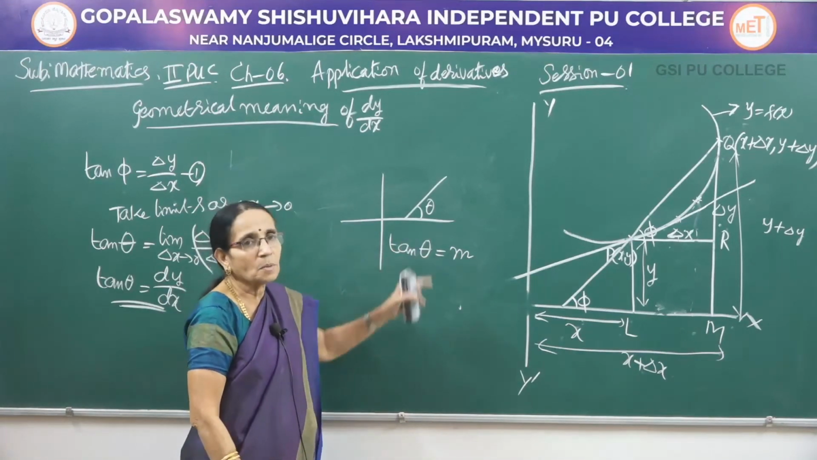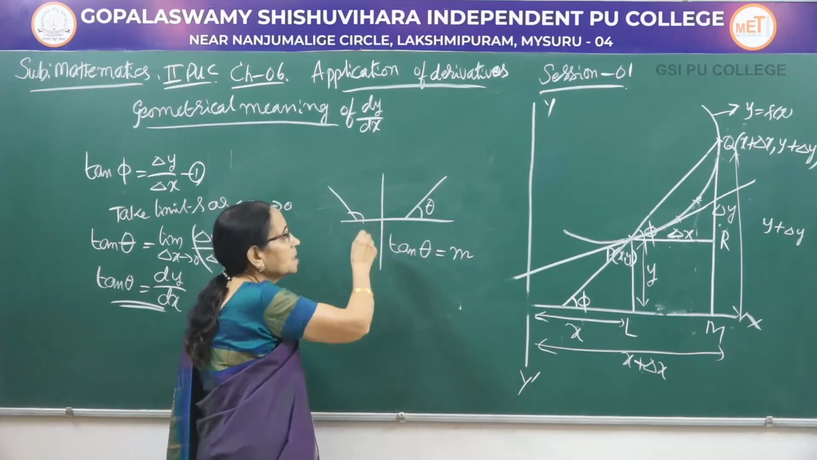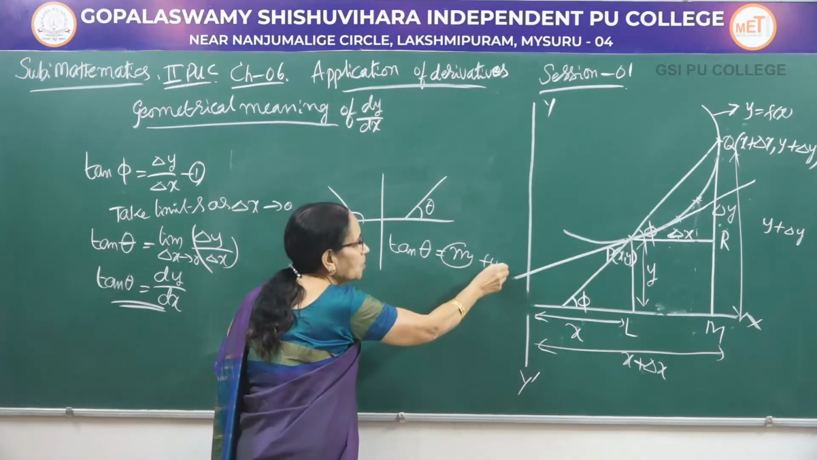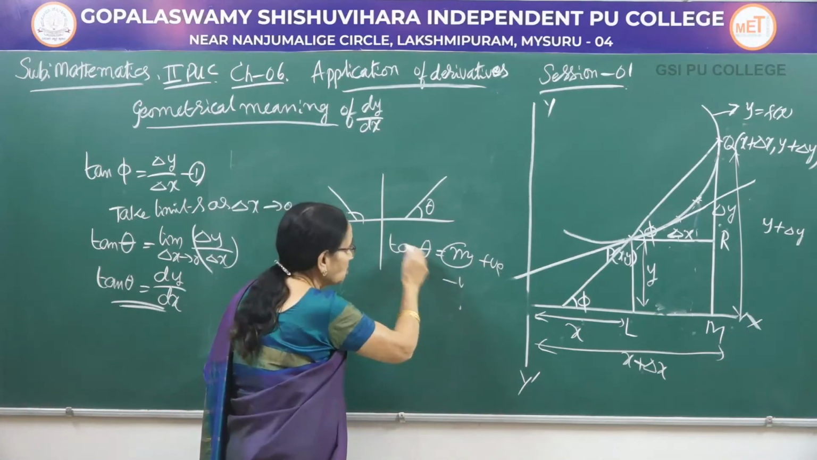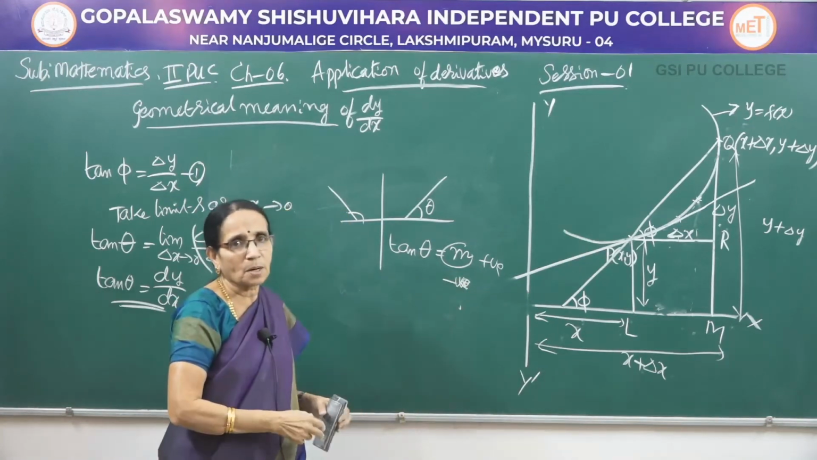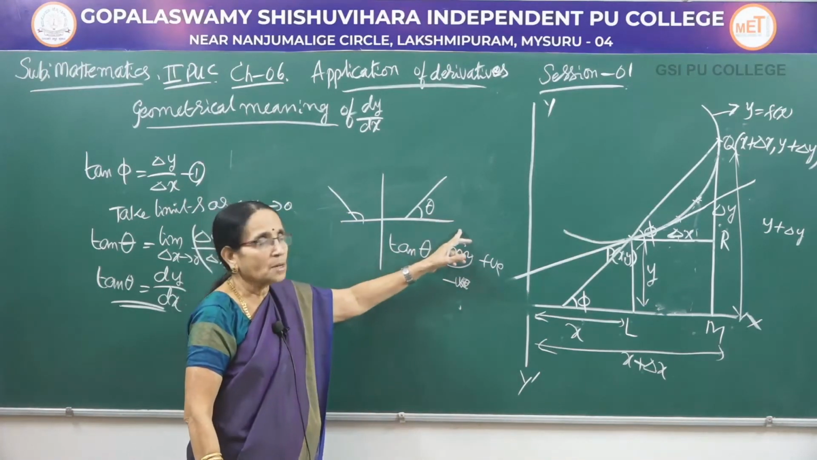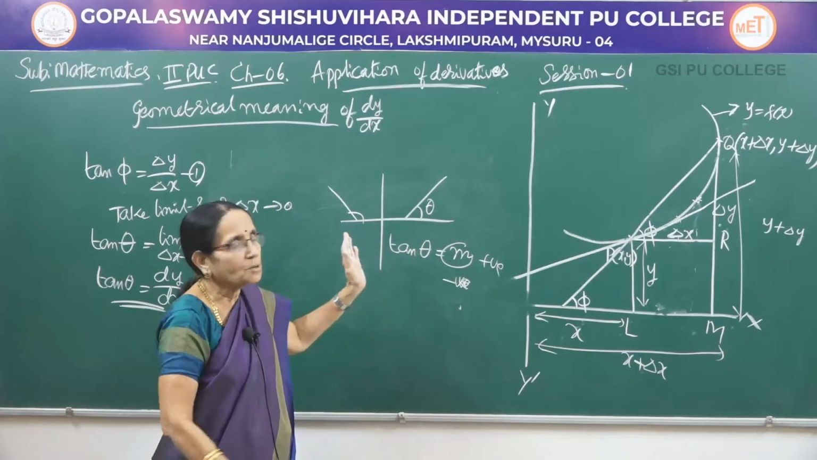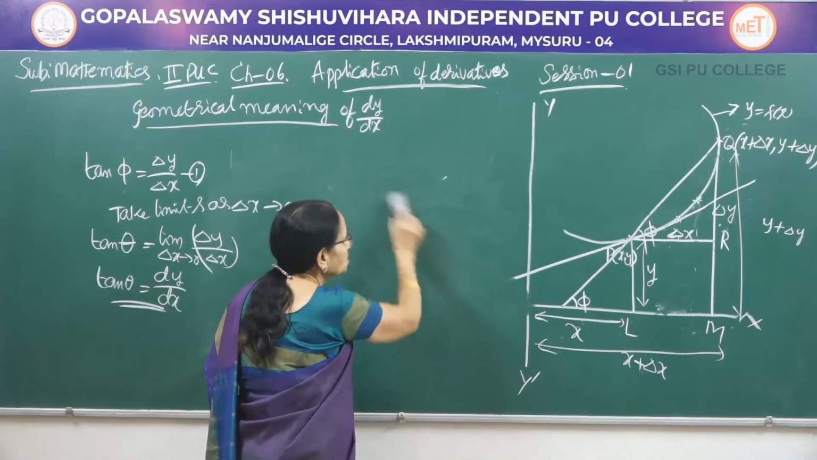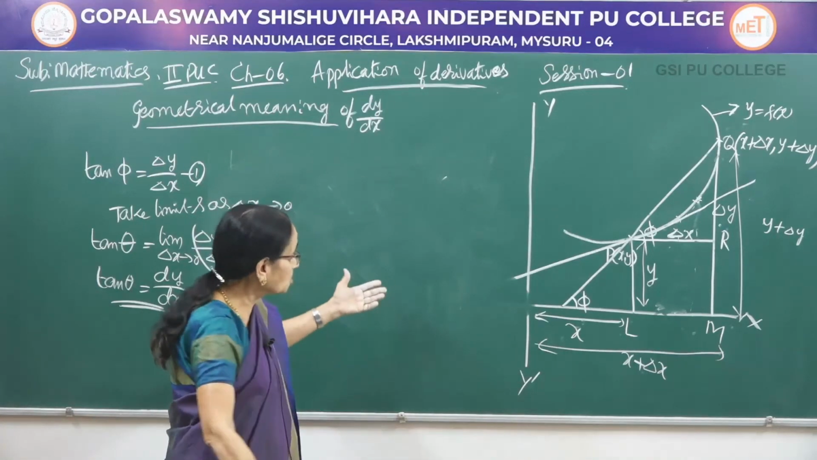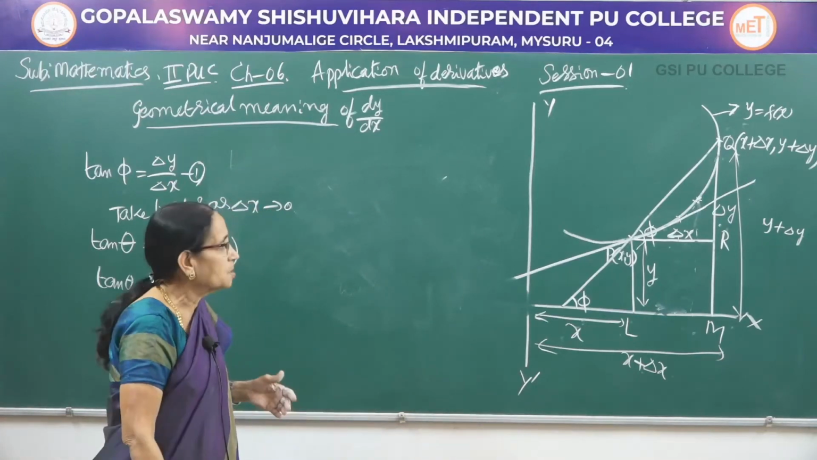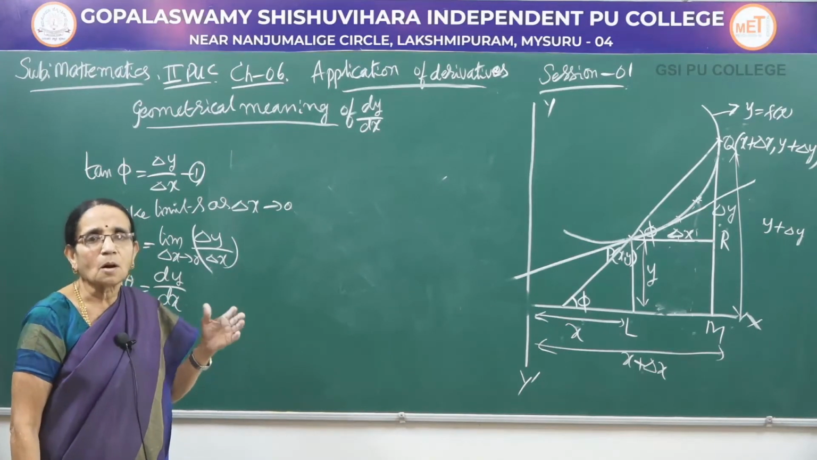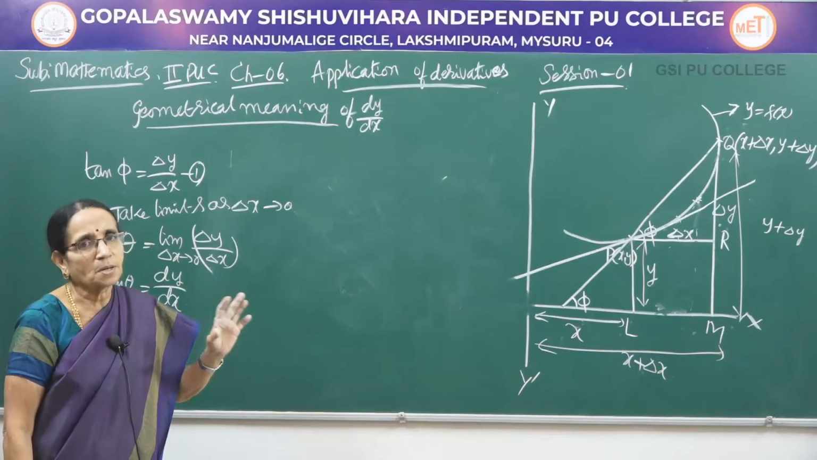This angle theta may be an acute angle or an obtuse angle. If theta is acute, this m would be a positive quantity. If it is an obtuse angle, it would be a negative number. So the angle theta lies between 0 and 180. Acute means m is positive, obtuse means m is negative. This is the definition of the slope or gradient which you have already studied. Wherever we discuss a line, tan theta always stands for the slope of that particular straight line.